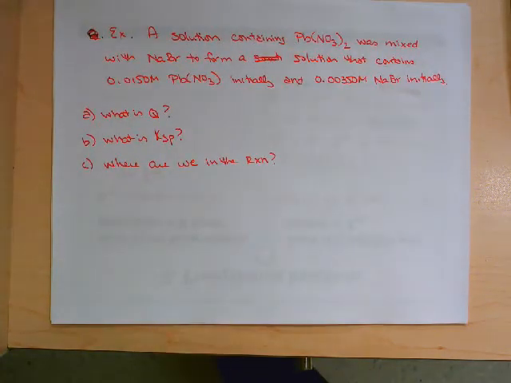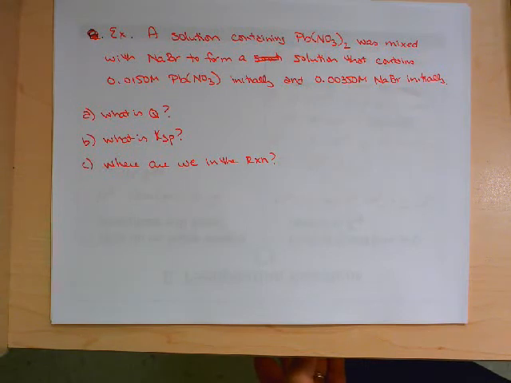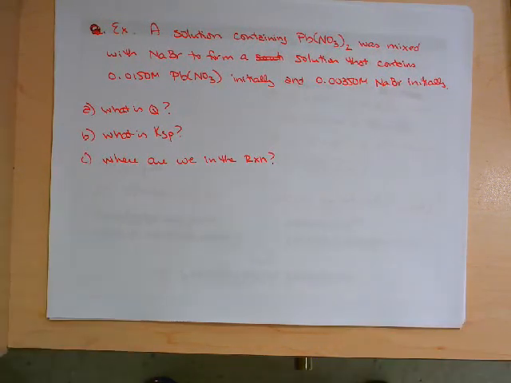Alright, so let's say you have a solution containing lead nitrate and sodium bromide. The question is, what is Q, what is KSP, and where are we at? So this combines everything we've just done into one super problem.